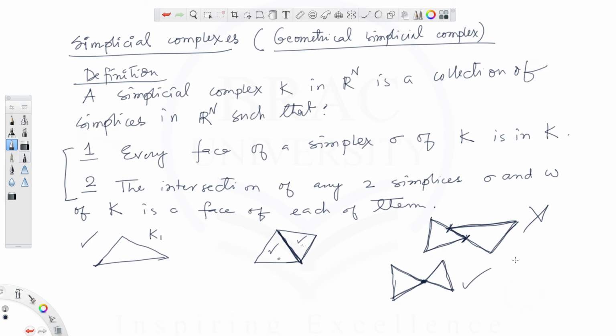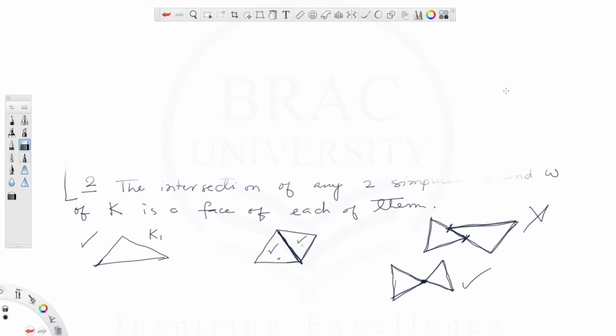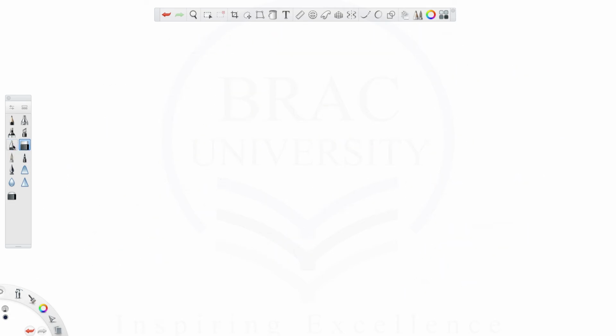Okay, now I state an important lemma without proving it. Lemma 1. It's rephrasing one of these two properties. I'm just rephrasing the second property to be more precise. The first property stays as it is, but the second property is rephrased.